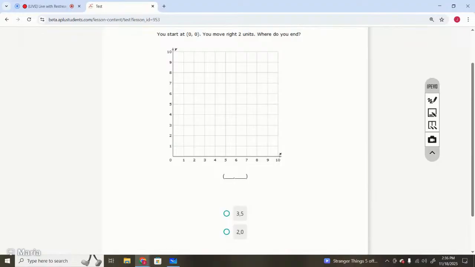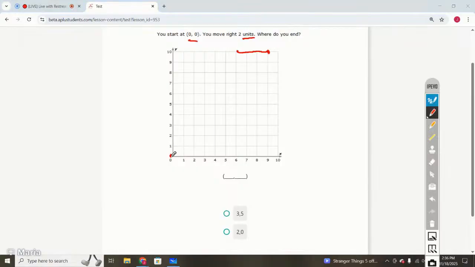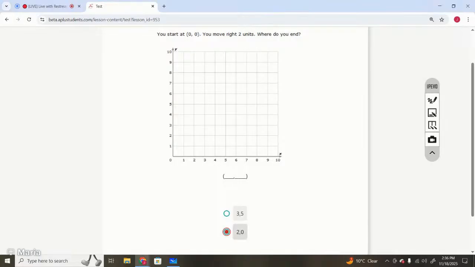You start at 0, 0. You move right 2 units. Where do you end? You start at 0, 0. You move right 2 points. So you end up here. So it would be 2, 0. Option number 2 is the correct option.